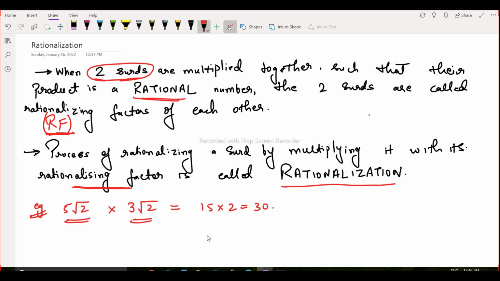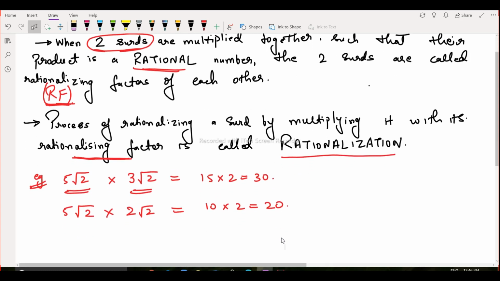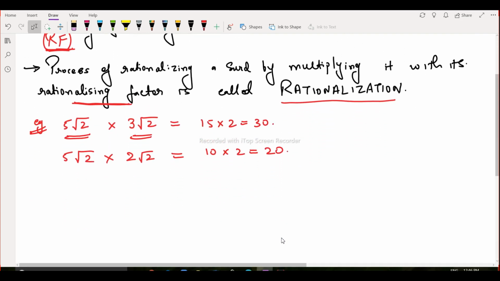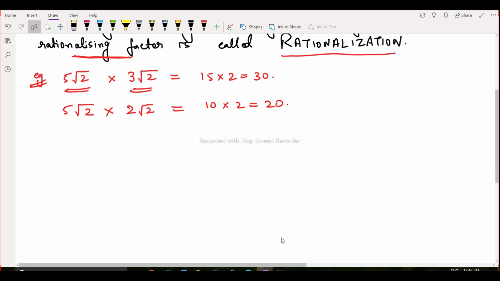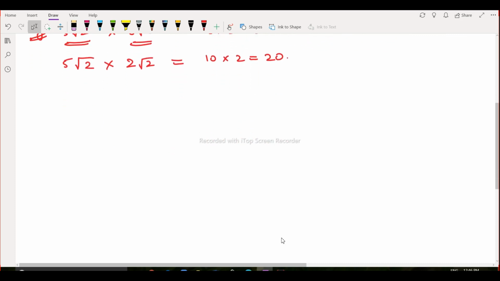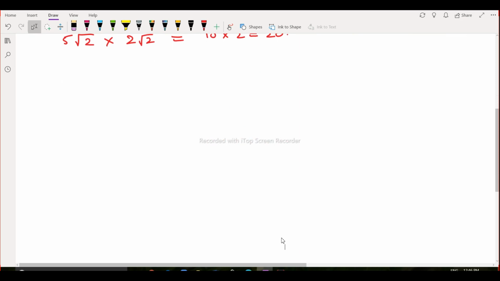However, the point to be noted here is that I could have also multiplied 5 root 2 by 2 root 2, and I would have got the answer as 10 into 2, which is 20, which is also a rational number. So 5 root 2 and 2 root 2 are also rationalizing factors of each other. So that means the rationalizing factor may not be unique. Okay, it can be different. Depending upon the question, mostly they'll ask to find the least rationalizing factor, so depending upon the question, we can get the final answer.